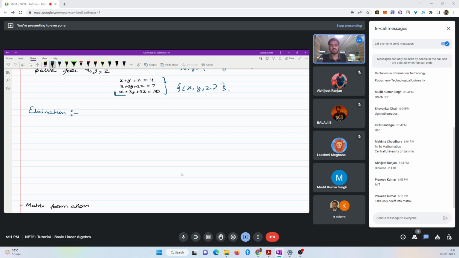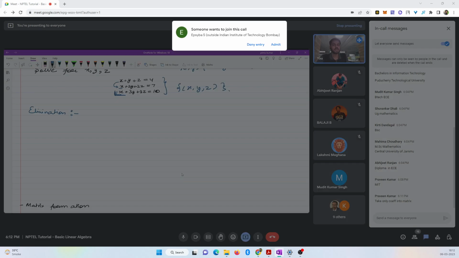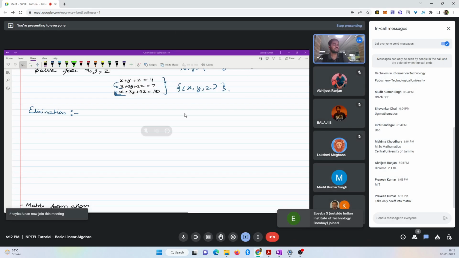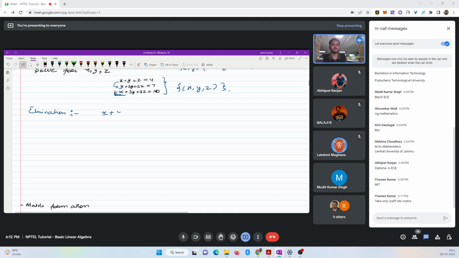Let's say we want to eliminate x from the second and third equations. If we subtract the first equation from the second equation as well as the third equation, then we can eliminate x. How would our system of equations look then? We subtract the first equation from the second and third equations, and our first equation remains unchanged.